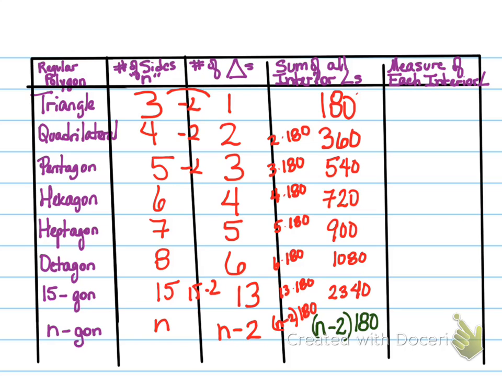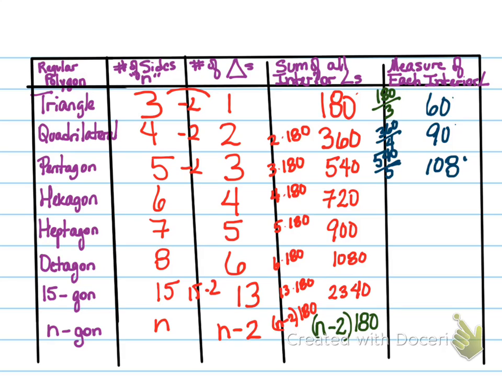Okay, the measure of each one of these. So if we're going to spread that 180 out to all 3 angles equally in a triangle, we're going to take that 180 and divide it by 3. That gives us 60 degrees for each angle. So in a quadrilateral, we're going to take that 360, and this time we're going to divide by the number of angles, or the number of sides, which is 4, and we get the 90 degrees for each. Okay. And the next one, 5 is good. 540 divided by the number of sides, which is 5, and that gives us 108 degrees for each interior angle.